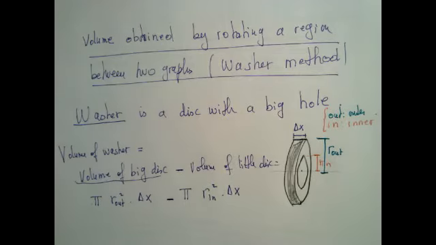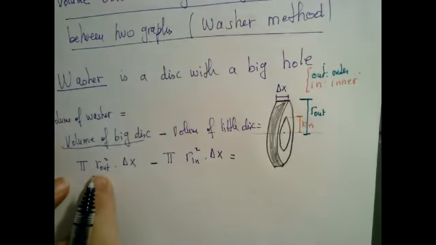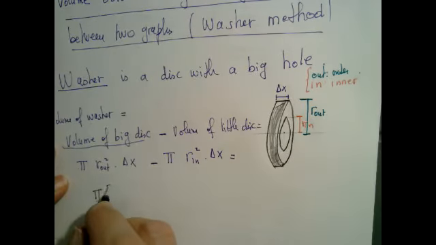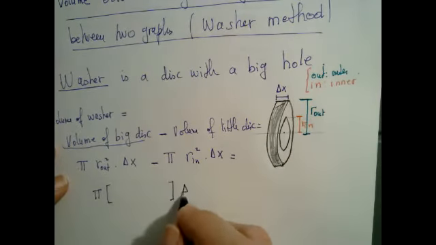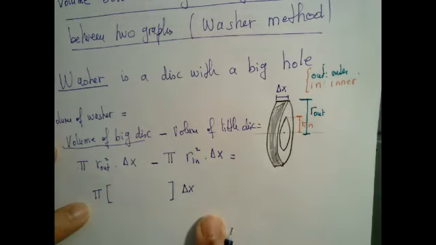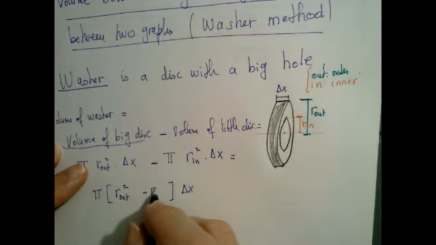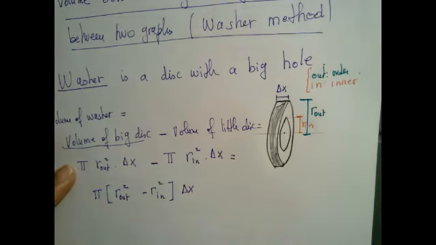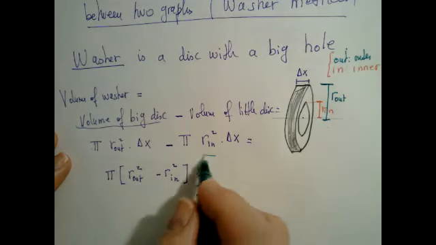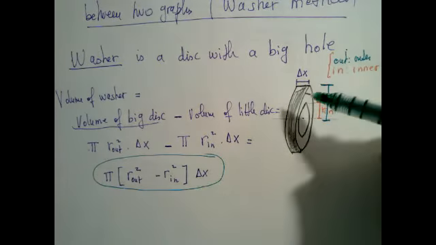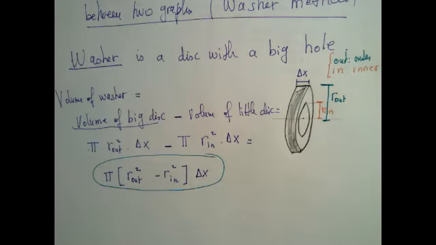So I'm really figuring out the formula here. Sometimes this is simplified a little bit because I have pi and delta x as a common factor. We're going to factor out the pi and the delta x. And what we are going to be left with is the outer radius squared minus the inner radius squared. And that's the traditional formula we use for the volume of a washer. It's very easily derived from the picture, nothing deeper than that.